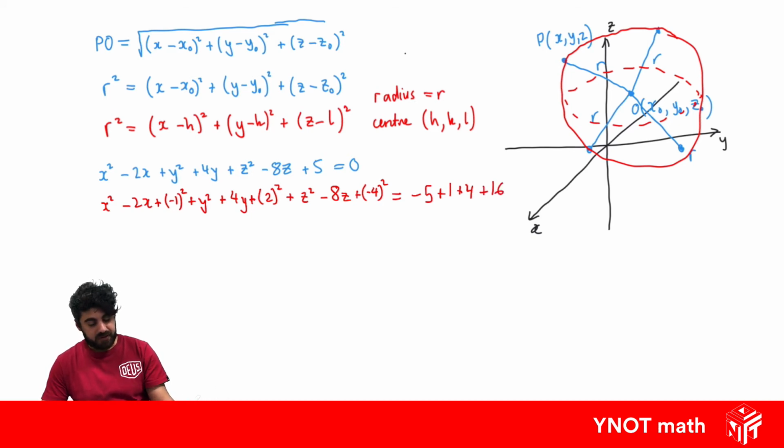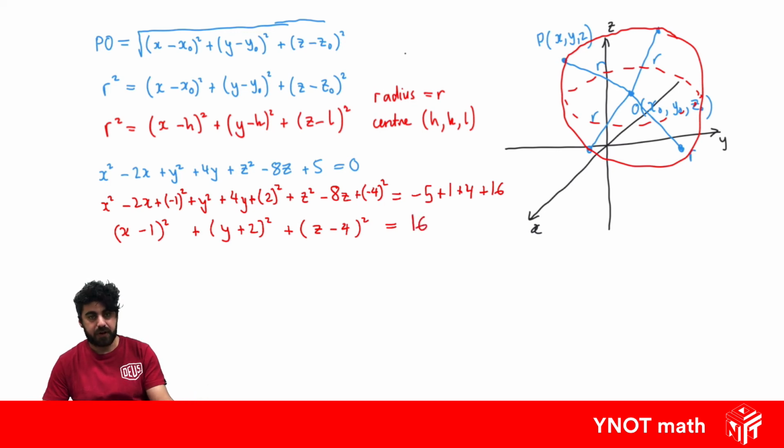Now we can successfully complete the square. So for all our x terms, we just get x minus 1 all squared. For our y terms, we get y plus 2 all squared. And our z terms, we get z minus 4 all squared. And then minus 5 plus 1 plus 4 plus 16 is just 16.